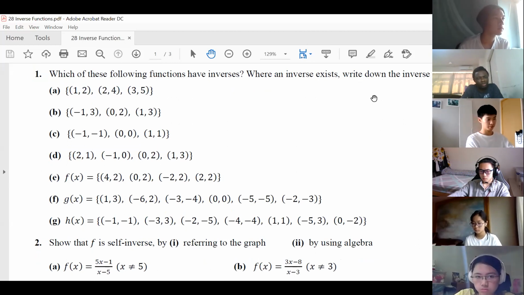1A has an inverse because for every y value, there's a unique x value. I mean, or is it the other way around? Wait, let me check.